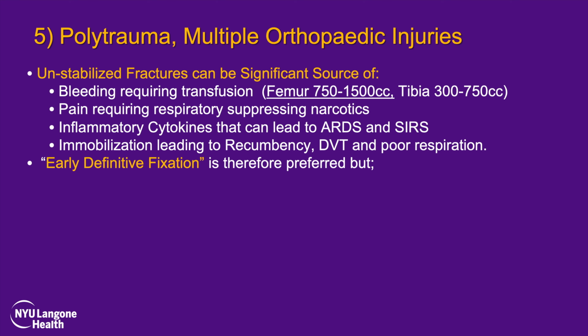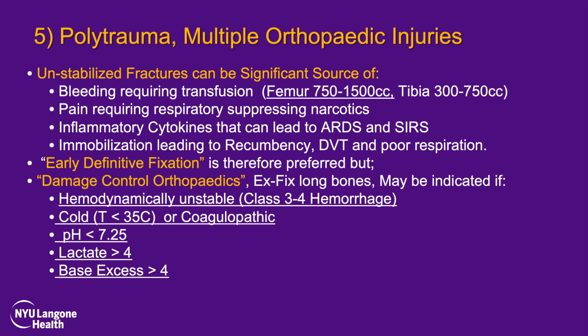So obviously the first choice is early definitive fixation, but as patients become sicker, we have to be aware that there's a point where damage control orthopedics is a more rational choice. And this typically involves external fixation of long bones and may be indicated in patients who are hemodynamically unstable, either class 3 or 4 hemorrhage which is not being compensated for, patients who are cold or coagulopathic, maybe platelets less than 50,000, people who have either metabolic or respiratory acidosis, pH less than 7.25. People who have a buildup of lactic acid, lactate, or a base excess greater than 4.